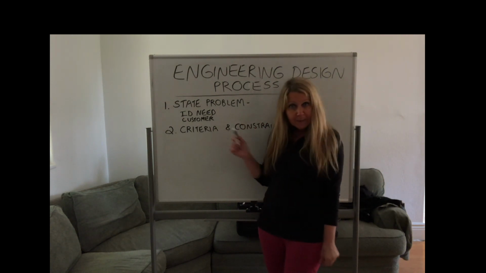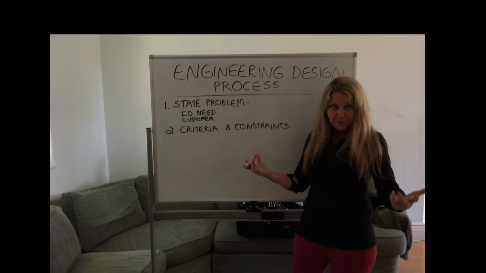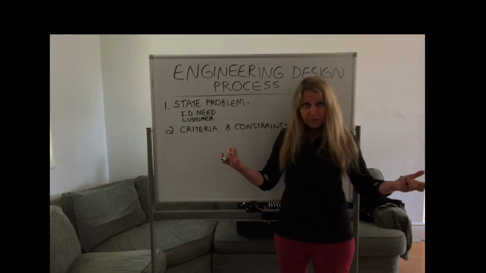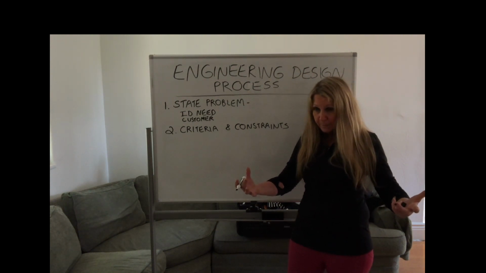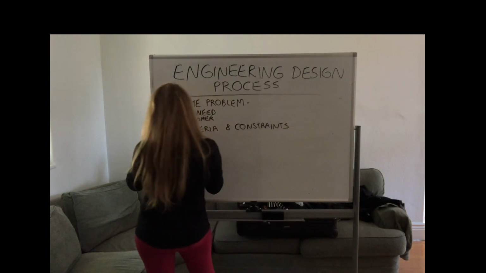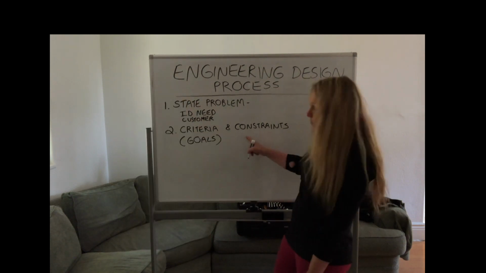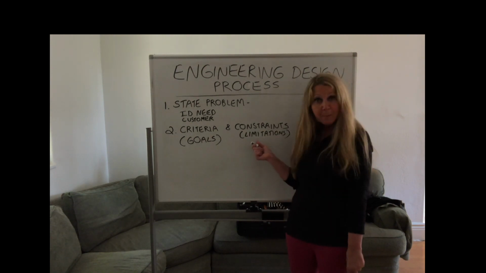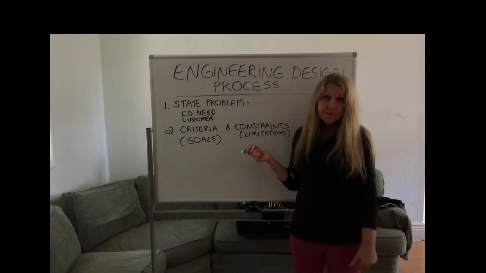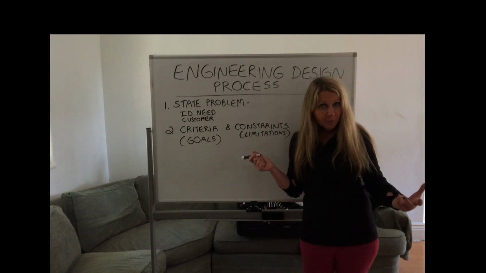So criteria are like the requirements or the goals of the project. Or what does it need to be doing? Or what will it do? So criteria are like the requirements. Constraints are like the limitations. These are the restrictions. Usually it's time and money. So you could say one of your constraints is you only have 1 week to do this project.